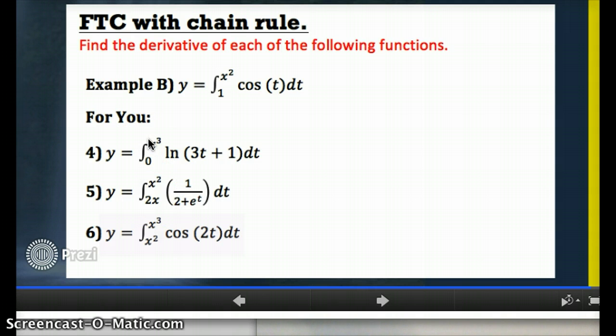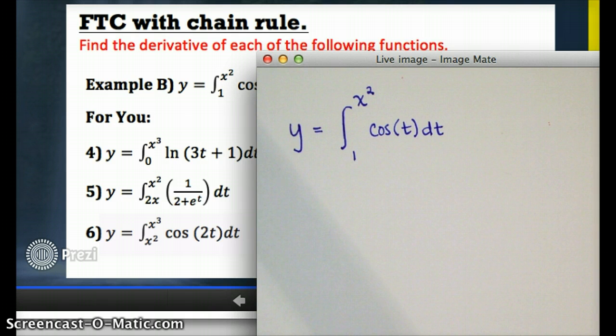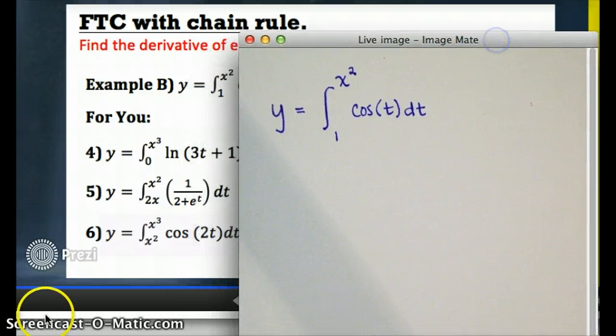And as you may have guessed, the fundamental theorem of calculus only applies when you have a singular x on the top limit of integration. So what can we do? Well, let's look at the first one together. We want to find the derivative of this function. This is a function. We want to find its derivative. So we would set it up like this.